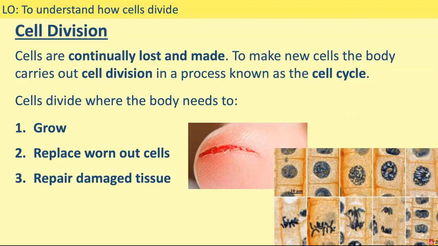So cell division then, cells are continually lost and made. To make new cells, the body needs to carry out cell division, and it does so in a process known as the cell cycle. Cells divide where the body needs to either grow, replace worn out cells, or as you can see here, replace damaged tissue.